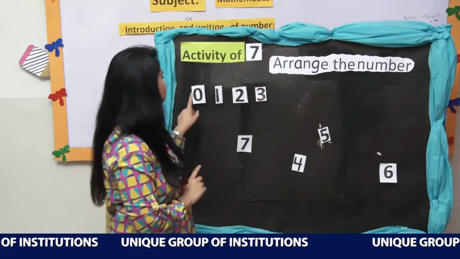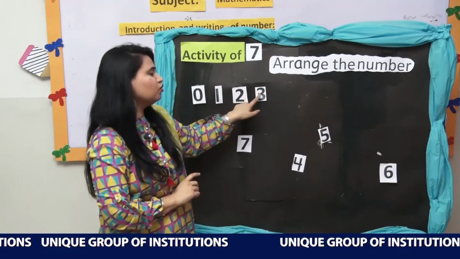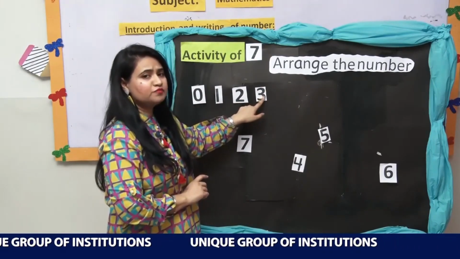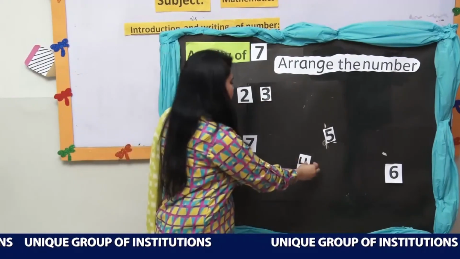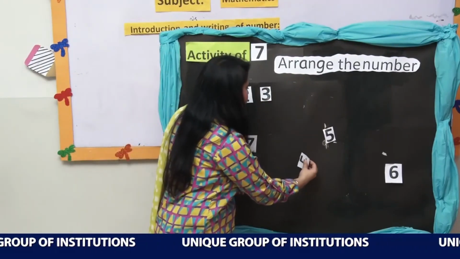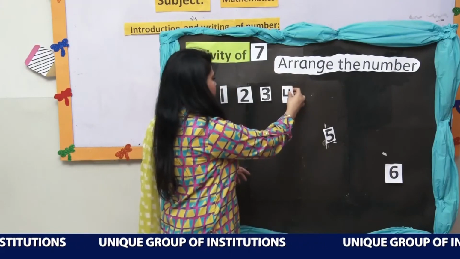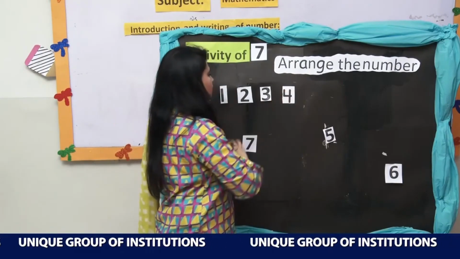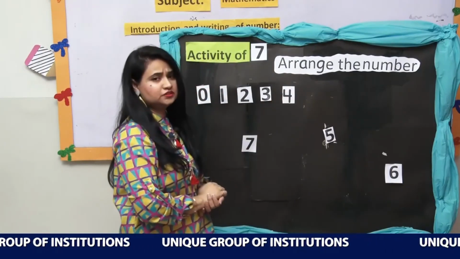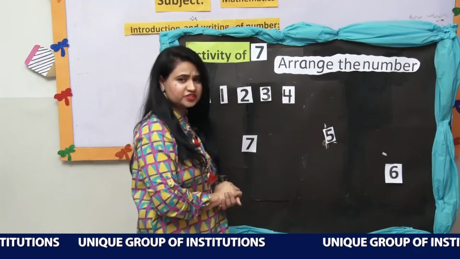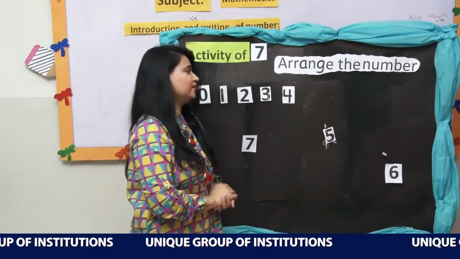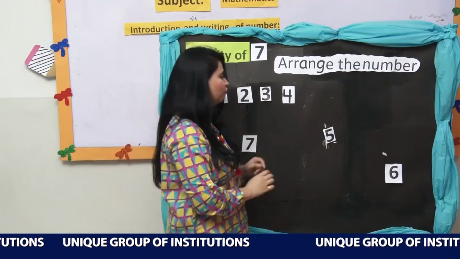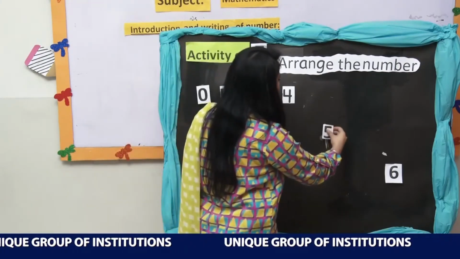We have arranged 0, 1, 2, and 3. What comes after 3? 4. This is 4. Now, what is the next number? Number 6? No. Yes, number 5. After number 4, we will paste number 5.